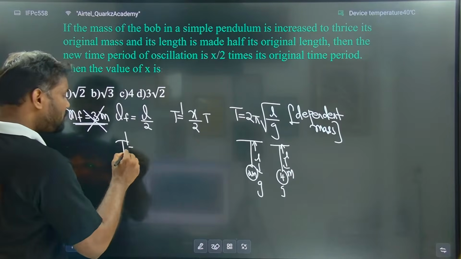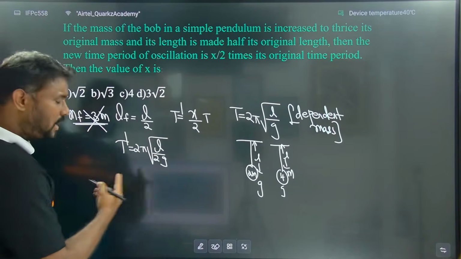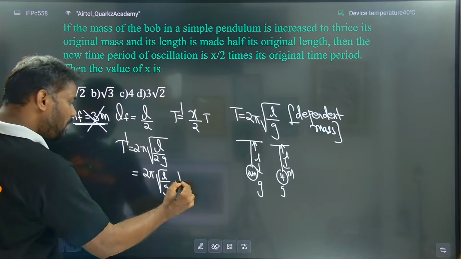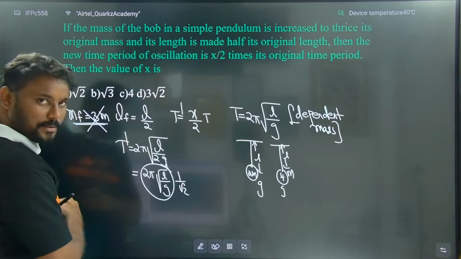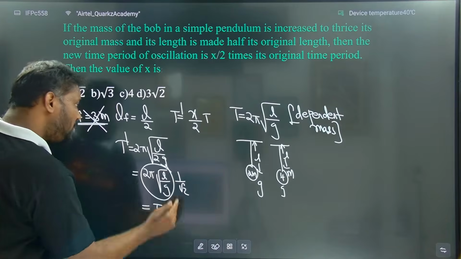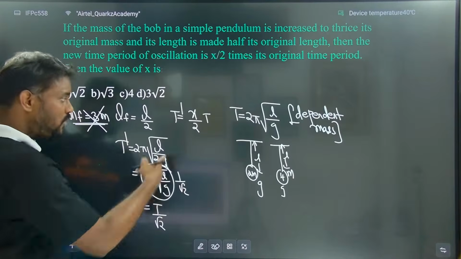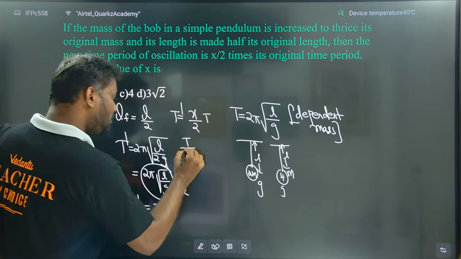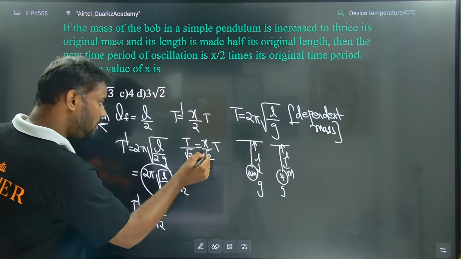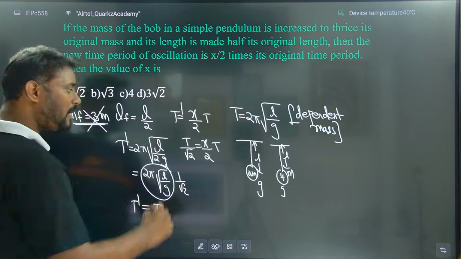So what can we say the new time period is? 2π root under L by 2g. Right? So look at this: 2π root under L by g times 1 by root 2, can we write? This is the old time period. So we can say the new time period is T by root 2, because it is the old time period times 1 by root 2. So if I substitute, T by root 2 is equal to x by root 2 times T. Sorry, this is 2, right? This is half of the time period.